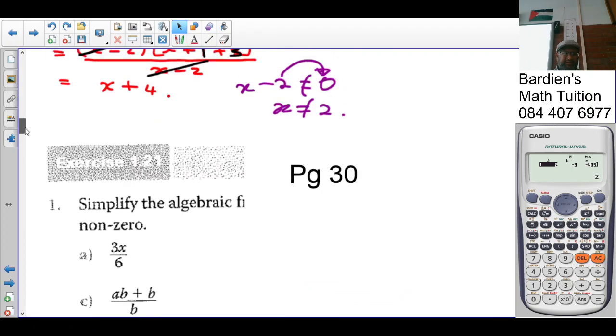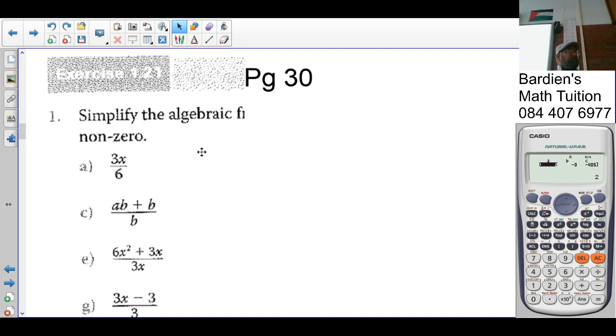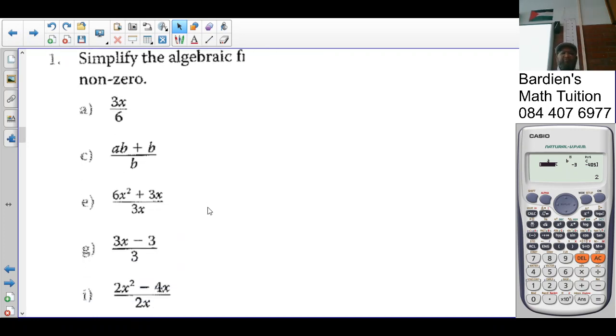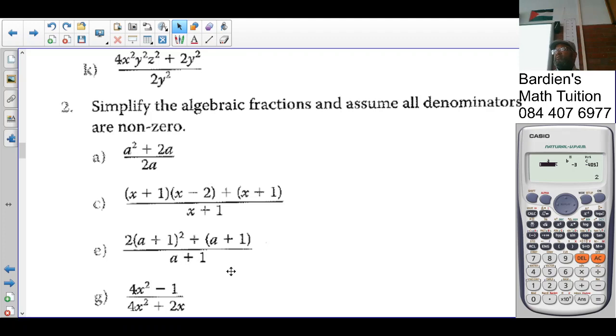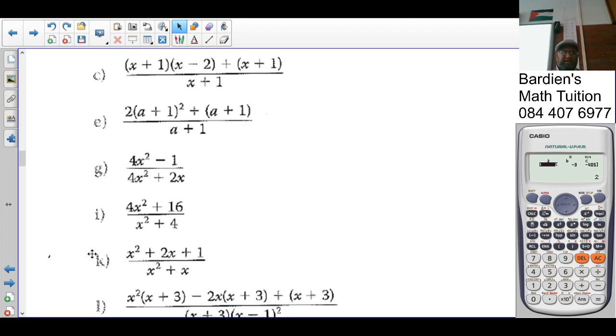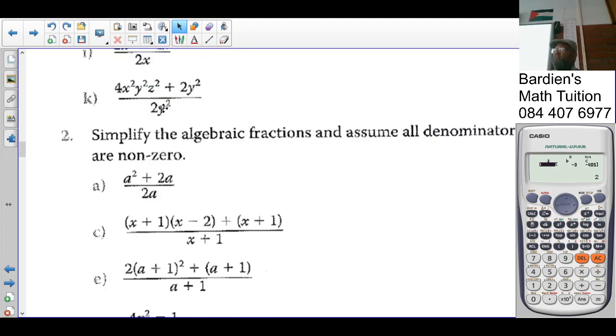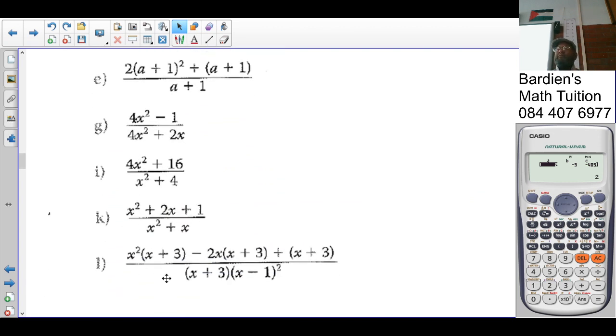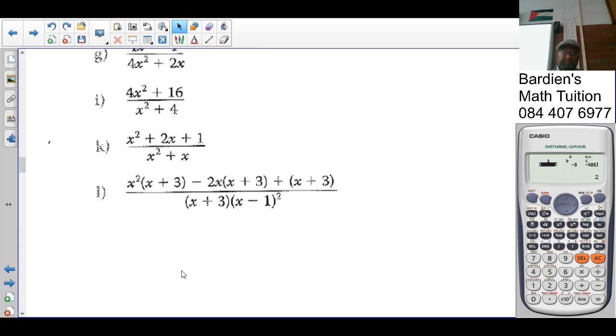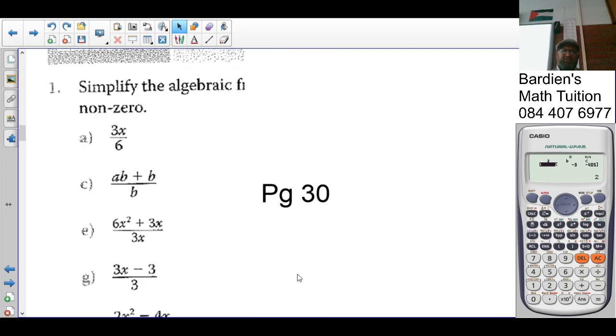Are there any issues there? Yes. In 1.21, page 30. Morning, miss. Number one. What was the issue in number one? No issues in number one, K, and number two, K and L in number two. So number one, K is fine. Okay. Anybody else have a problem with anything else other than K and L? Your homework is the second column of exercise 1.21.